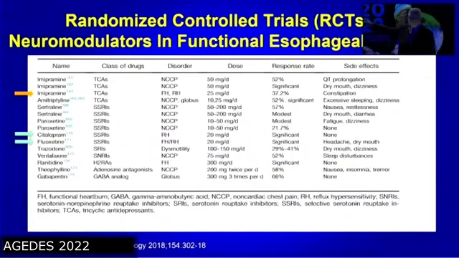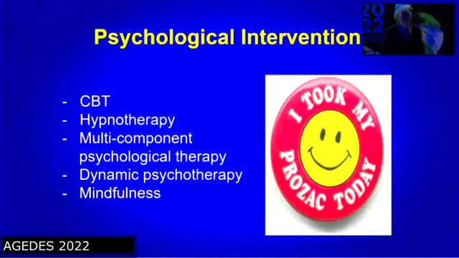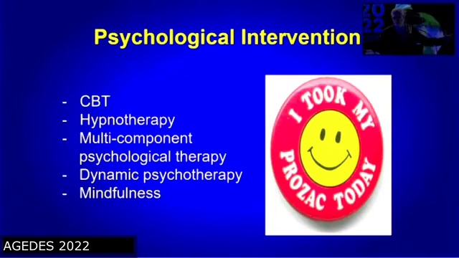And here are the 3 randomized controlled trials in reflux hypersensitivity. Citalopram and fluoxetine were positive. The imipramine was negative. Always remember psychological intervention when it comes to all of these 3 groups. There's now a lot of information about esophageal hypervigilance and its role. And these are a variety of psychological interventions that can be used in these patients.